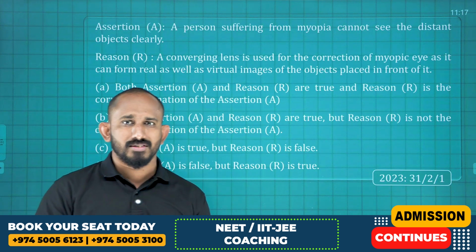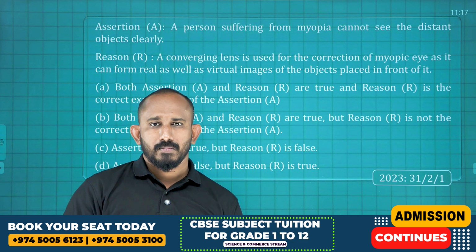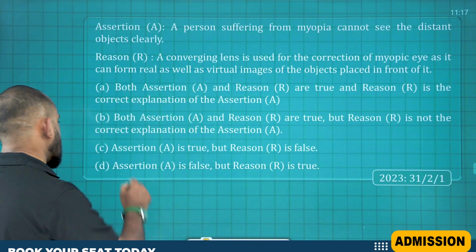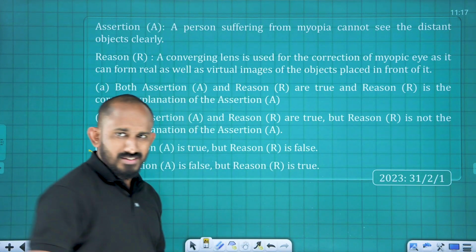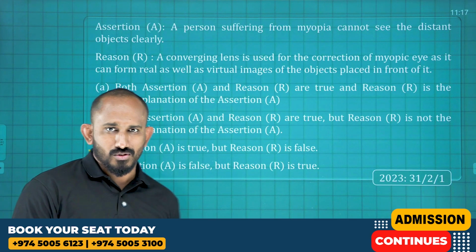That is the mathematical logic. So for myopia we use a concave lens. Have you got it? So the assertion is true, the reason is false. See, in all the assertion-reason questions like this, C is the answer. Got it? Next question, let's see.